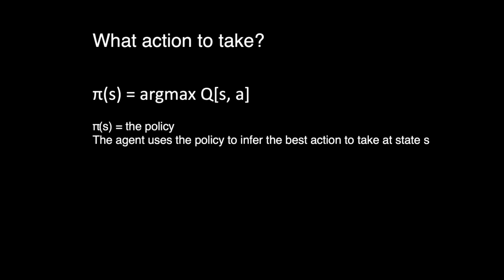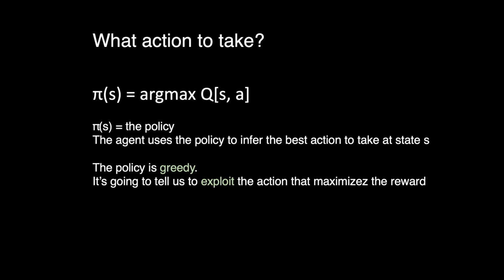Once we have the Q function, it is easy to take actions because we now have a formula for how to make decisions. We need to understand a new concept that is policy. The agent uses the policy to infer the best action to take at state S. The policy is very greedy. It's going to tell the agent to exploit the action that maximizes the reward from the Q function.